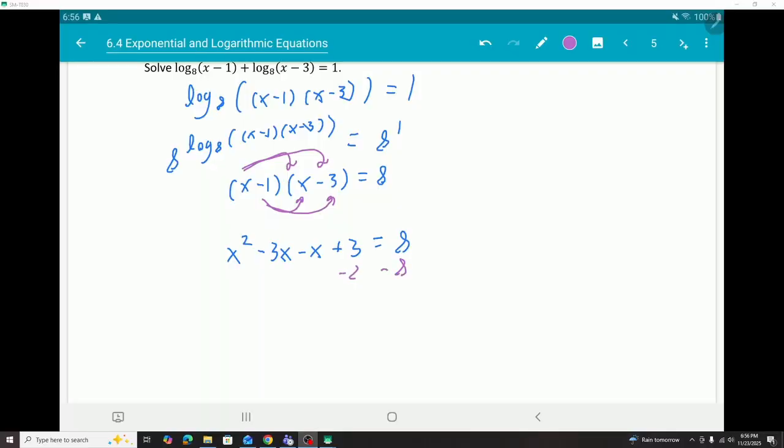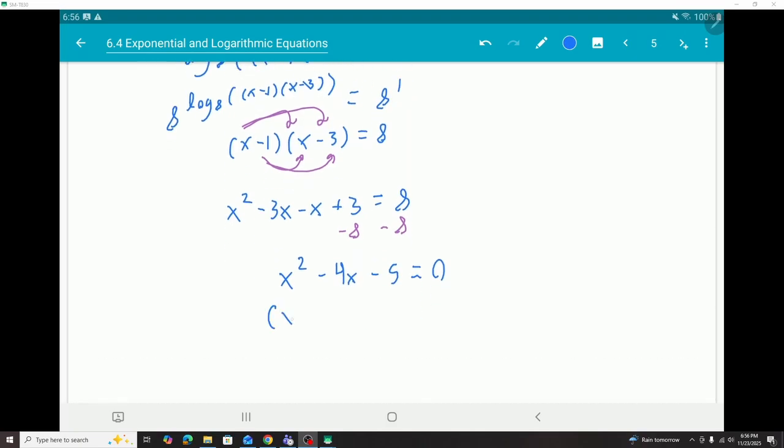Minus 8 to both sides. I get x squared minus 3x and minus x make a minus 4x, minus 5 equals 0. Now what I do is I factor: x minus 5, x plus 1 equals 0. You can also use the quadratic equation if you'd like. Either way, I get the solutions x equals 5 and x equals minus 1.